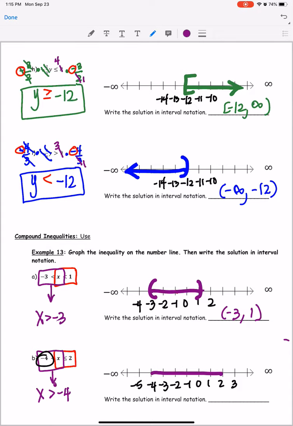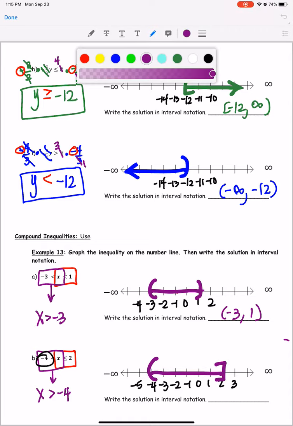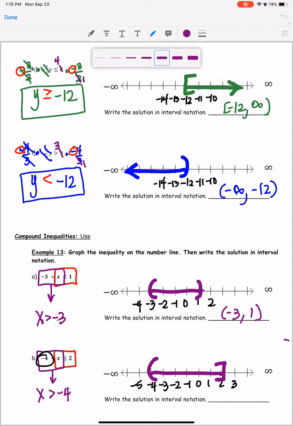Then use your symbols. Here, we're going to have a parentheses. Here, we're going to have a bracket. So now in interval notation, this is negative 4 with parentheses, comma, 2 with a bracket.